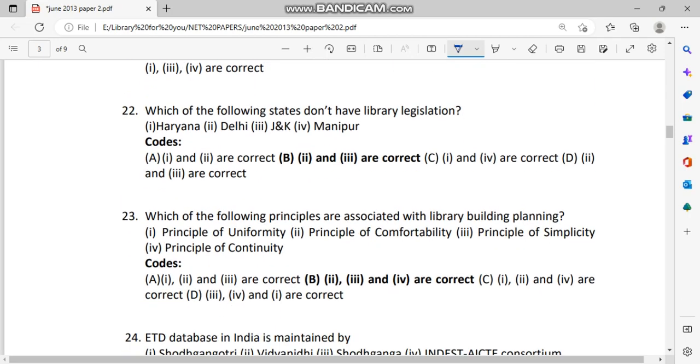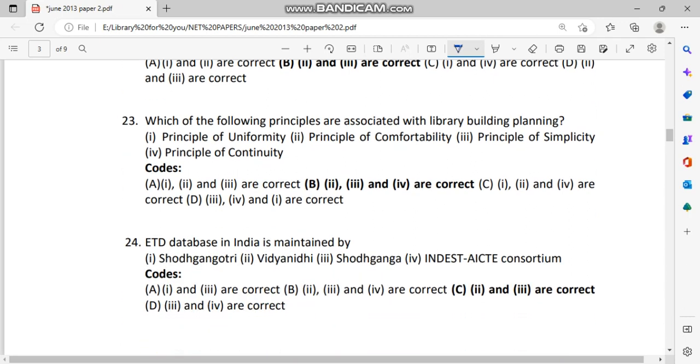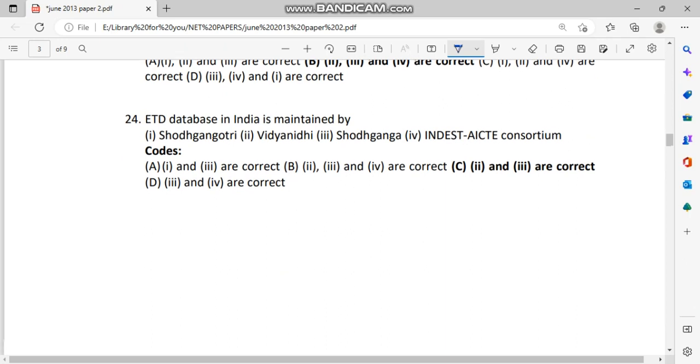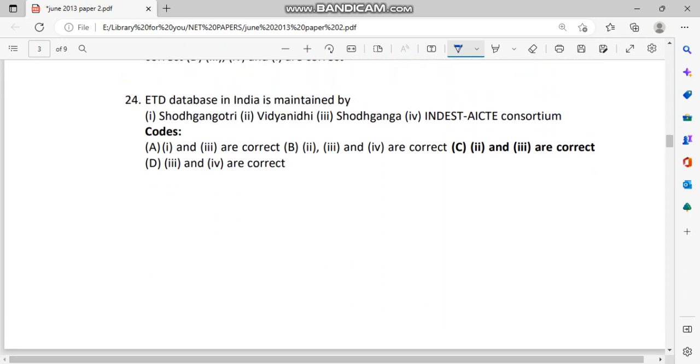Which of the following states don't have any library legislation act? That is Delhi and Jammu and Kashmir. Which of the following principles are associated with the library building planning? That is principle of comparability, principle of simplicity and principle of continuity. ETD database in India is maintained by the Vidyanidhi and Shodhganga.